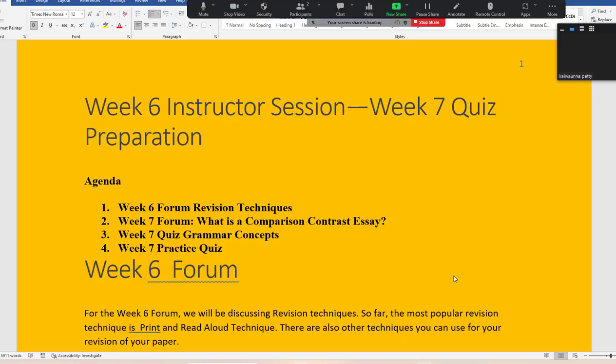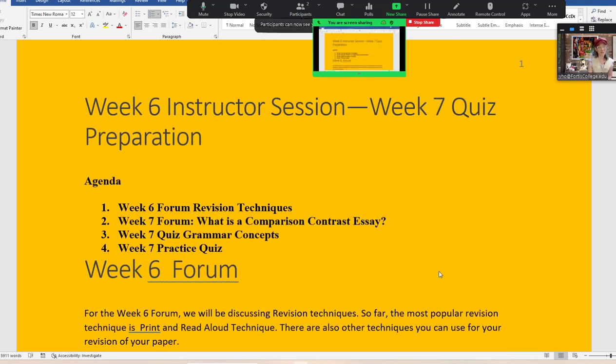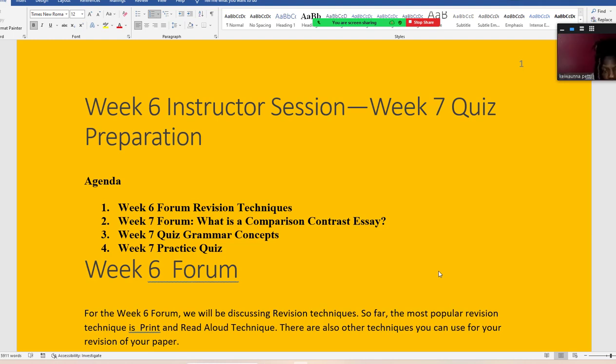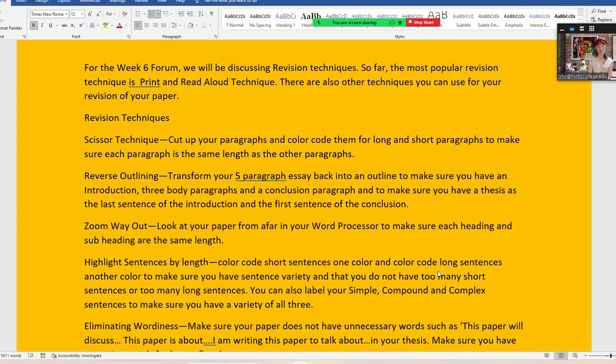So here we go. Okay, the week 6 lecture will cover week 6 forum, revision techniques, week 7 forum, what is a comparison contrast essay, week 7 quiz, grammar concepts, and the week 7 a practice quiz. So in the week 6 forum, we will be discussing revision techniques. So far, the most popular revision technique is the print and read aloud technique. But there are other techniques you can use for revision of your paper.